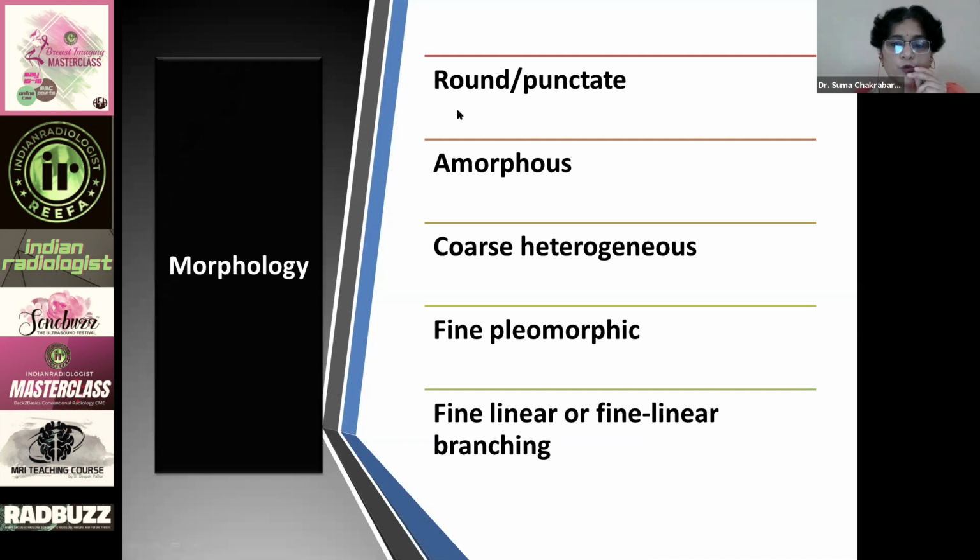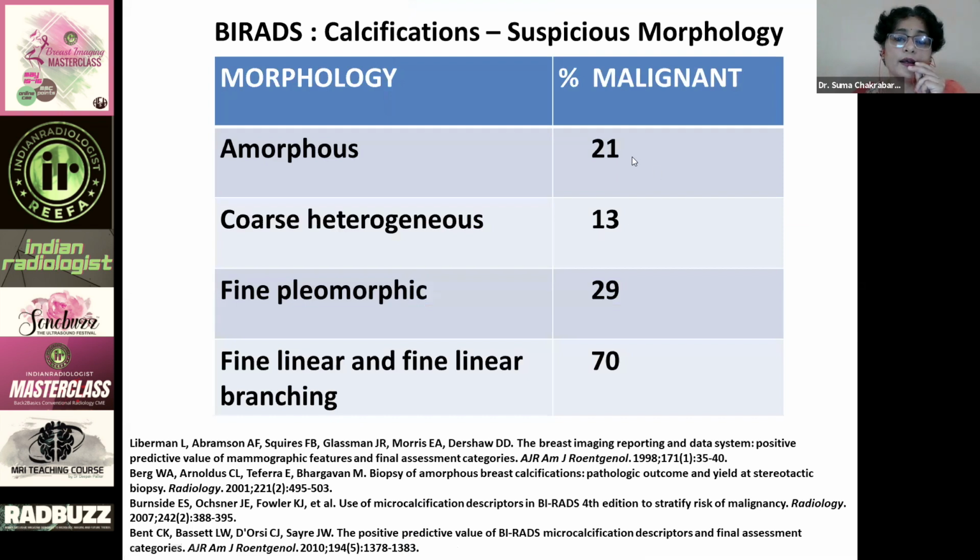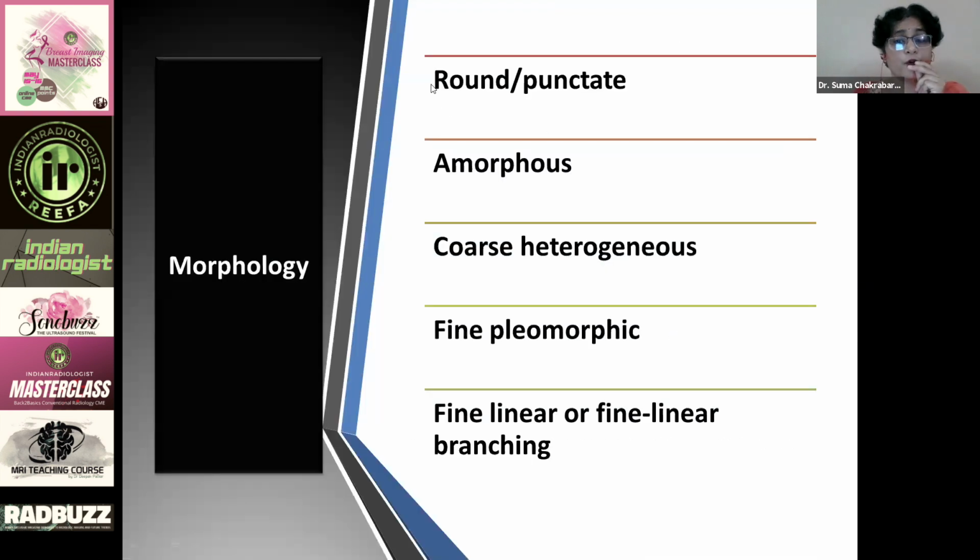Next set of 5 words or phrases: round punctate, amorphous, coarse heterogeneous, fine pleomorphic, fine linear or fine linear branching. These show the morphology or the appearance of calcification. And again, these are all BIRADS 4: the amorphous, coarse heterogeneous, and fine pleomorphic and the linear. They're all BIRADS 4. The only morphology which is benign is round and punctate. In fact, in BIRADS, they describe round and punctate in the benign category.